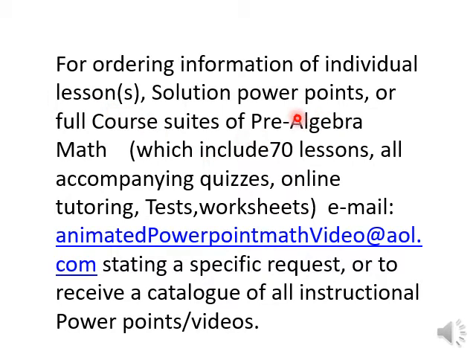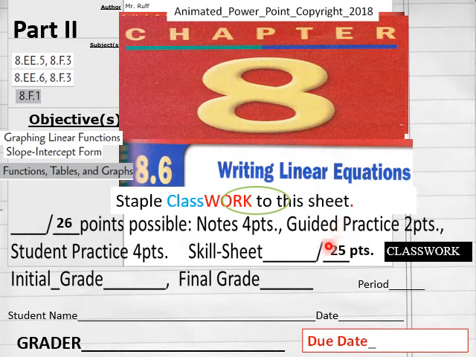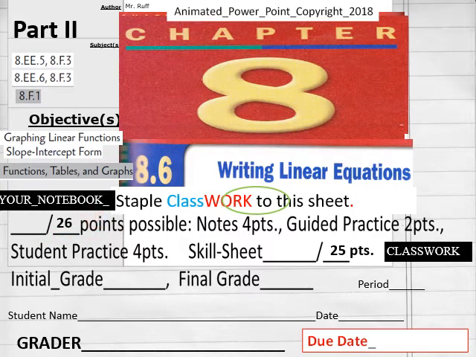Hello everybody, get ready to do lesson 8.6 part 2, pre-algebra, writing linear equations. In this lesson, there are 25 points of classwork skill sheet, and we have 0 points for notebook taking. And then there are 26 points of notebook taking, so pull out your notebook.